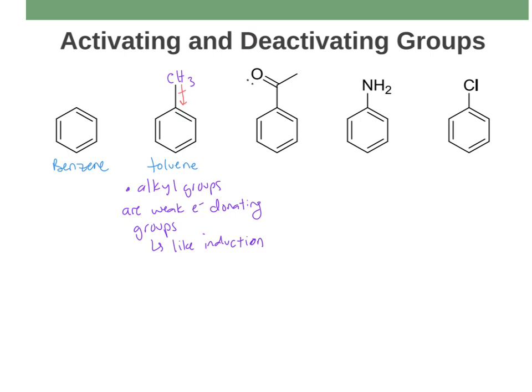Now, if I look at this second one here, I've got a ketone on here, right? This is acetophenone. I can actually draw a resonance structure here where these electrons move to form a double bond between those two carbons, and that kicks electrons up onto this O, which is going to give me a resonance structure that looks like this.